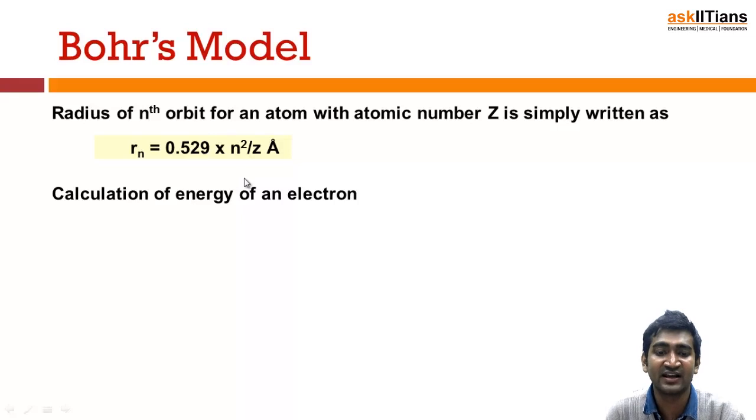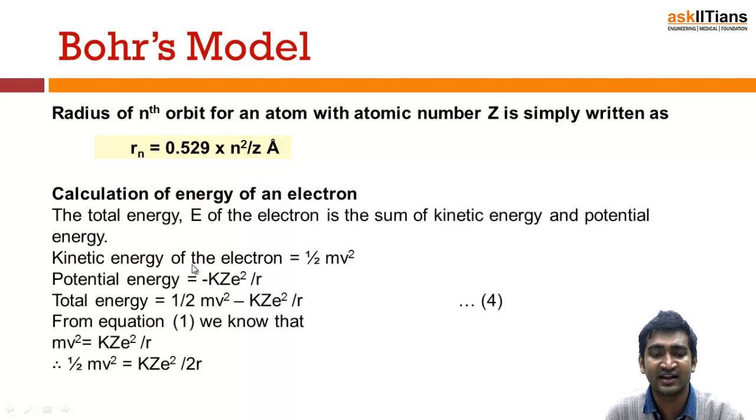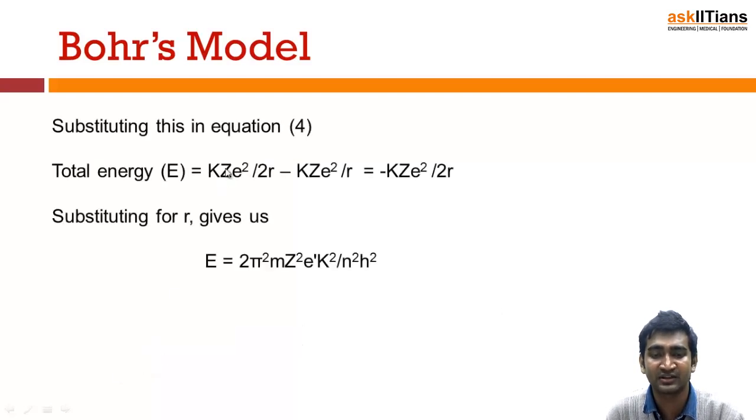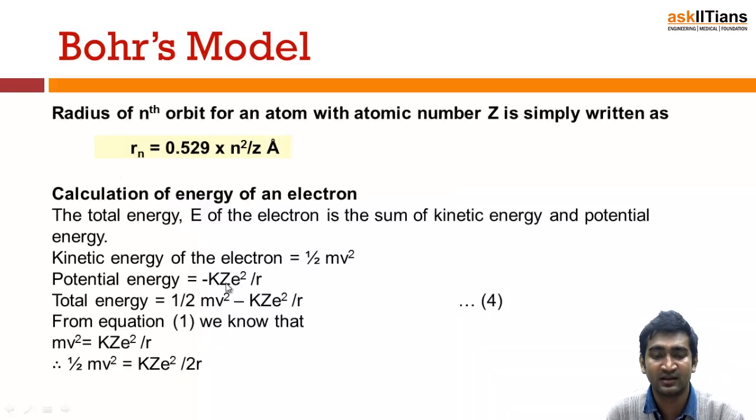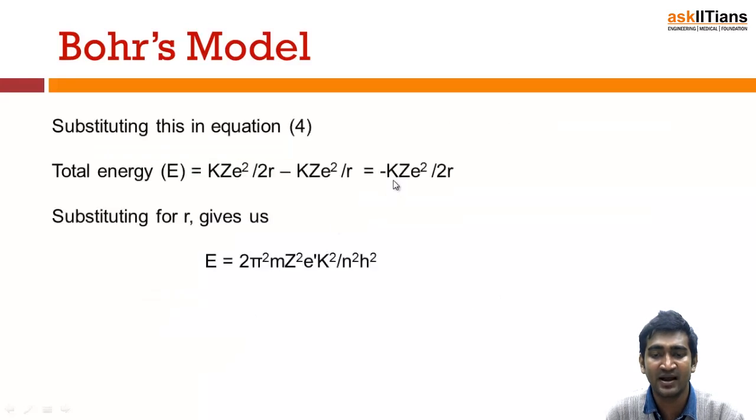Now, how to calculate the energy? Again, the same procedure. What is kinetic energy? It is half mv square. Velocity you have already calculated, so you can directly put the value. Potential energy is this much, and total energy will be this much. So by putting the value, you can see that the total energy is minus kZe square by 2r. And if you substitute the value of r, you will get my E, which is equal to 2 pi square mZ square e to the power 4 k square by n square h square.